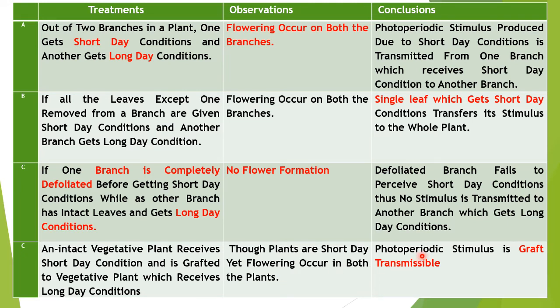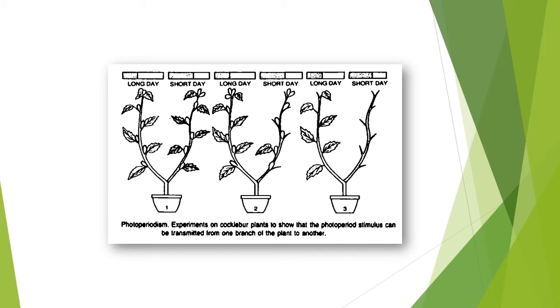because the photoperiodic stimulus is graft transmissible. It moves from one plant to another plant through a graft, stalk and scion. The scion passes it as a stimulus to the stalk.